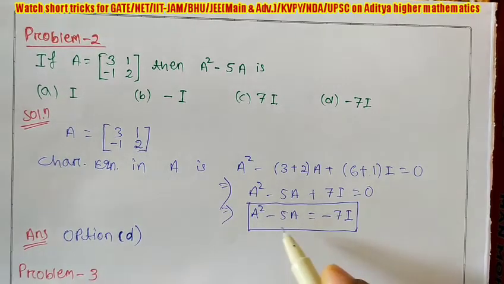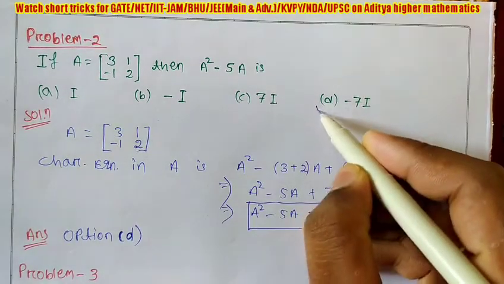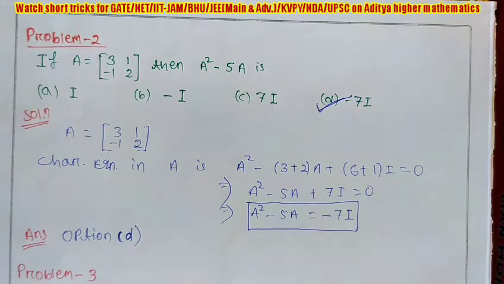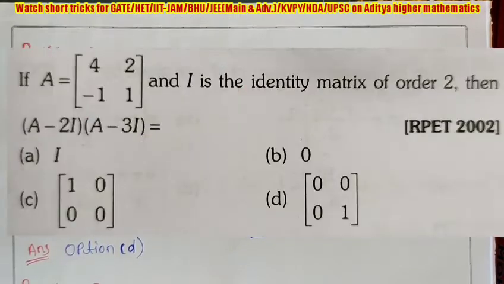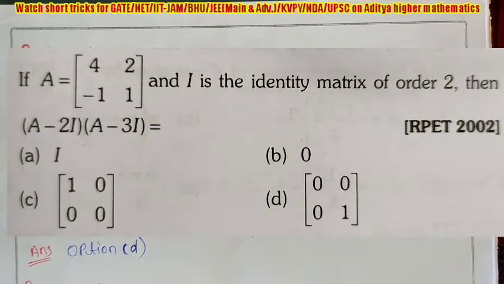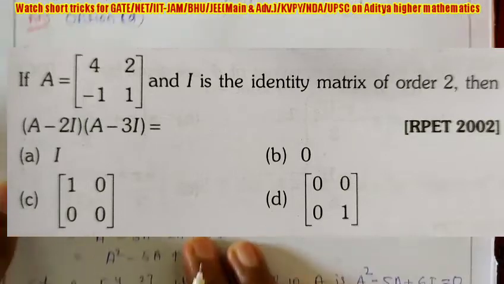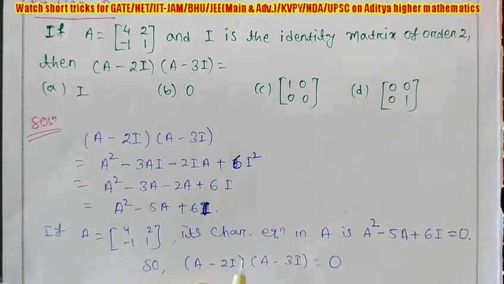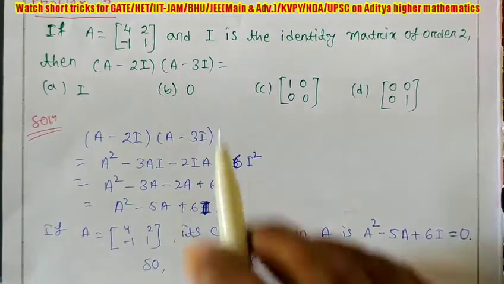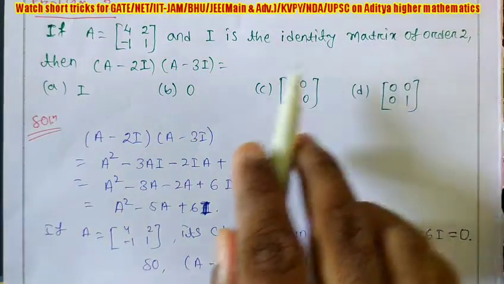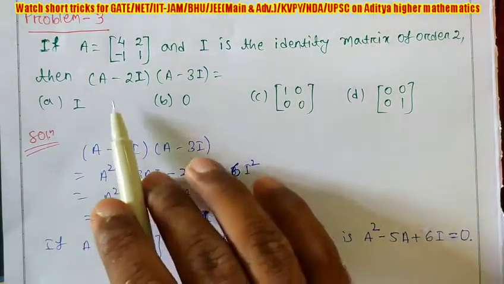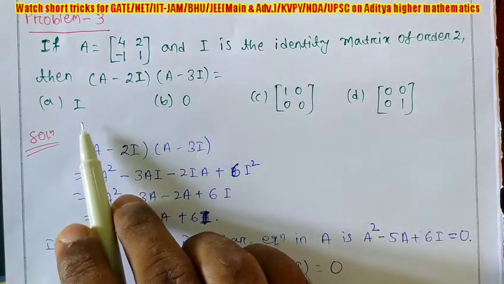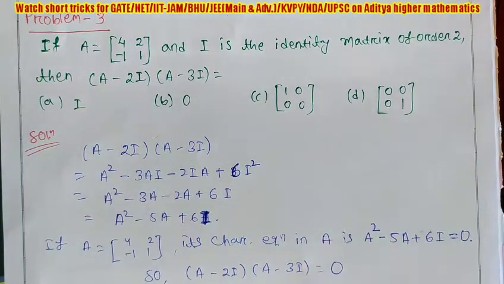So we are getting here A square minus 5A is minus 7I. Understood? Now we will solve some difficult question. See this question. Okay, now we will solve this. Here also one matrix is given. Understood? And you have to find its value. Out of 4 options, we have to choose which one is correct.